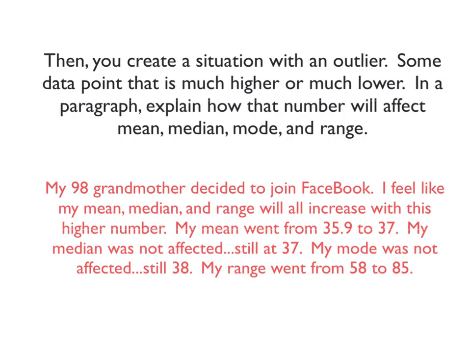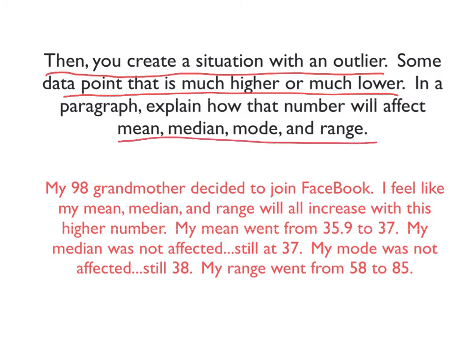The last part of part 1 of your project is you are going to create a situation with an outlier. It doesn't have to be a true situation, but it has to be related to your list of numbers. My list was what age people joined Facebook, so I created a situation with somebody else joining Facebook with some point of data that is much higher or much lower, a definite outlier. Then in a paragraph, you're going to explain how that number will affect your mean, median, mode, and range.